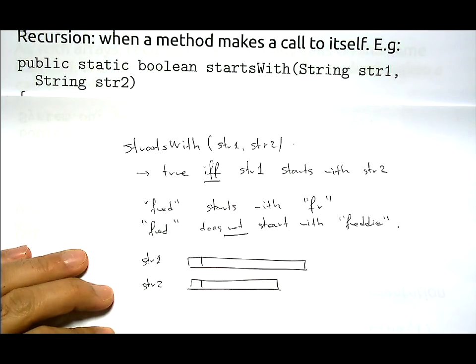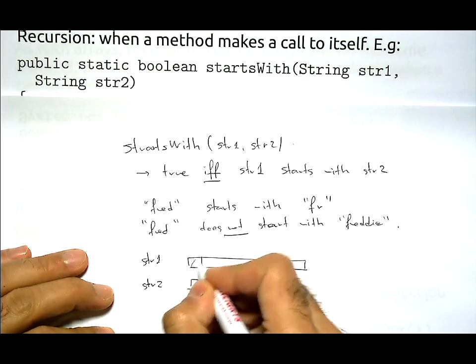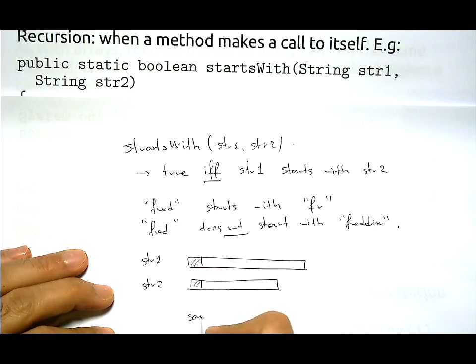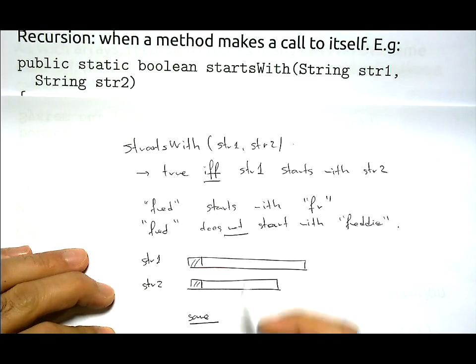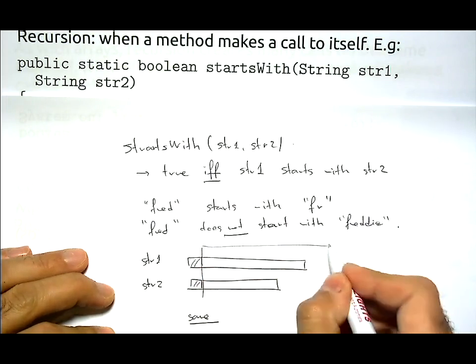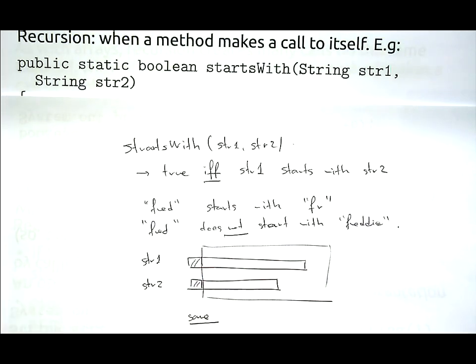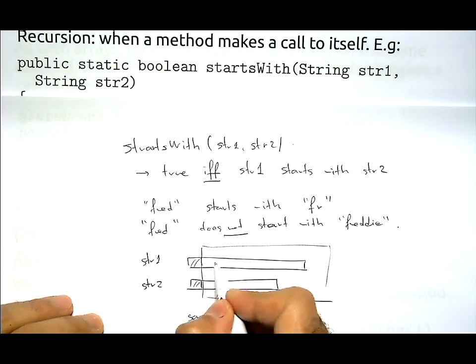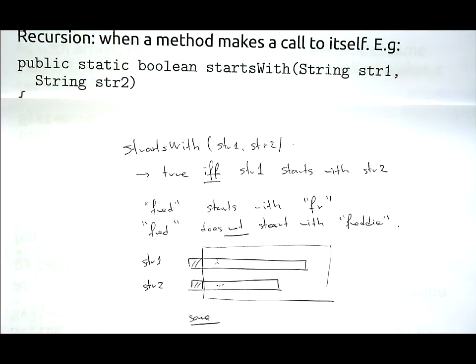I check these first characters. If these guys are the same, then I'm happy. All I need to do is to check if these guys are substrings. So I have to check if this guy starts with this guy. Because if this holds, the first character being the same means that I can extend this being an initial string to the initial strings str1 and str2.